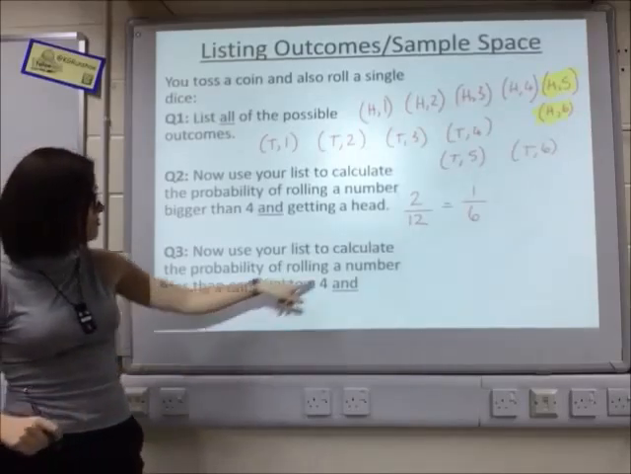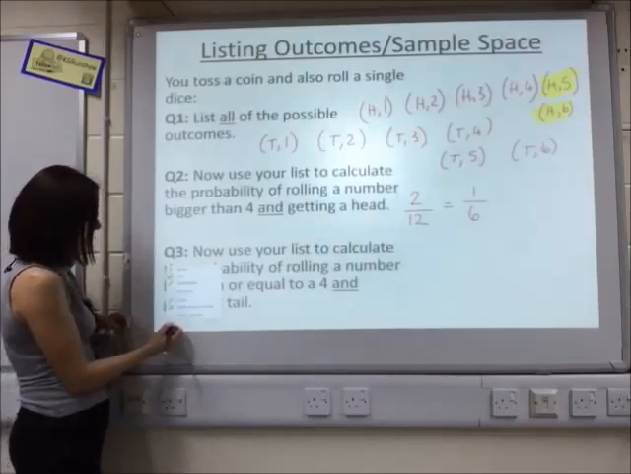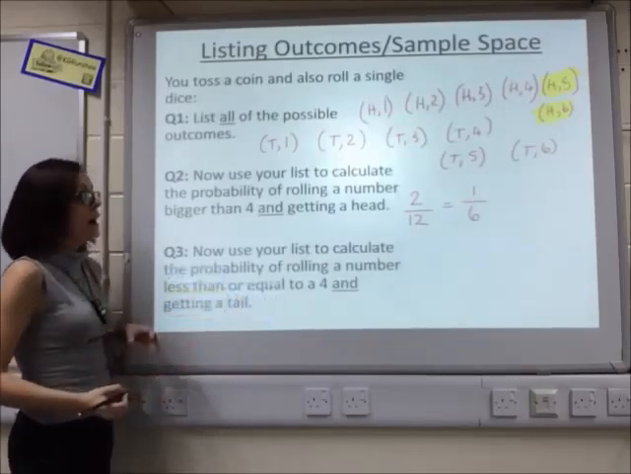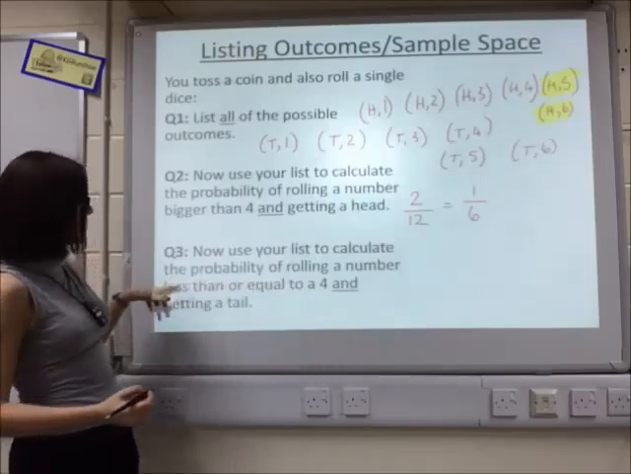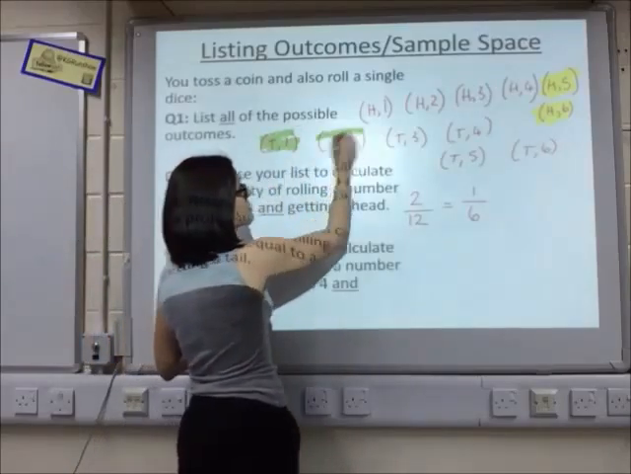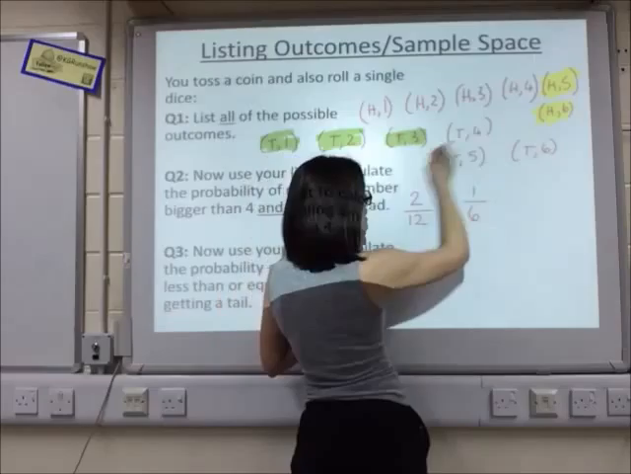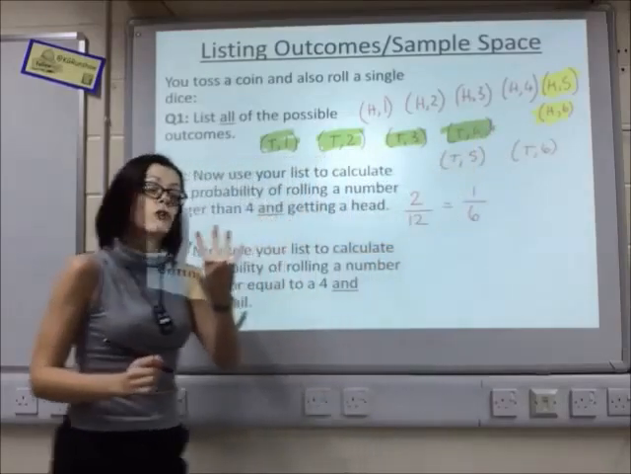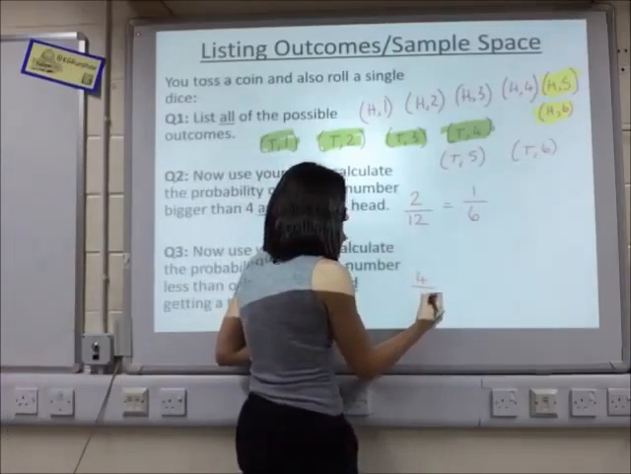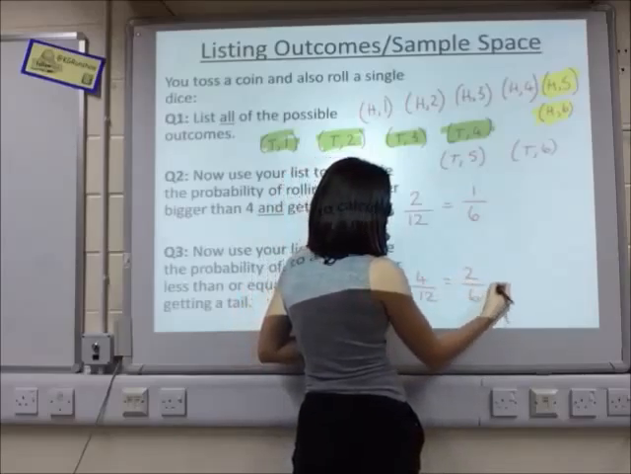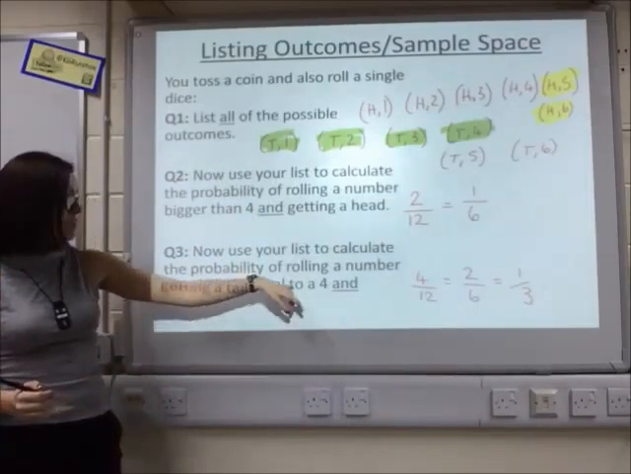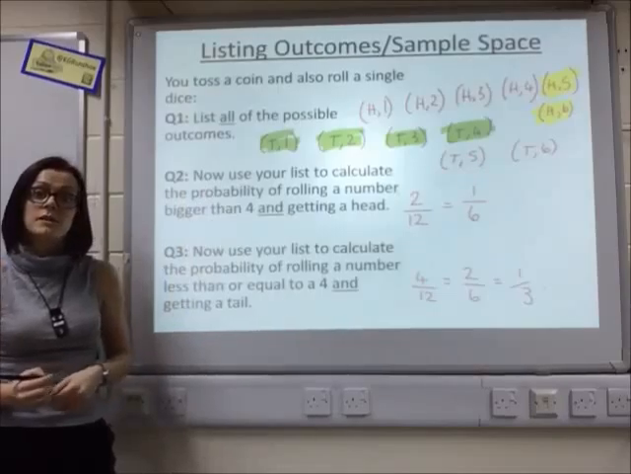The probability of rolling a number less than or equal to 4 and getting a tail, well again, we have got 12 possible outcomes, so it's going to be something out of 12. How many of those are a number less than or equal to 4 and a tail? So tails and 1, that works. Tails and 2, that works. Tails and 3, and tails and 4. There are 4 possible ways that this could happen. And so my probability is 4 out of 12, which I can cancel down to 2 out of 6, or in its simplest form, 1 out of 3 is the probability of getting a number less than or equal to 4 and a tail when I carry out my experiment.